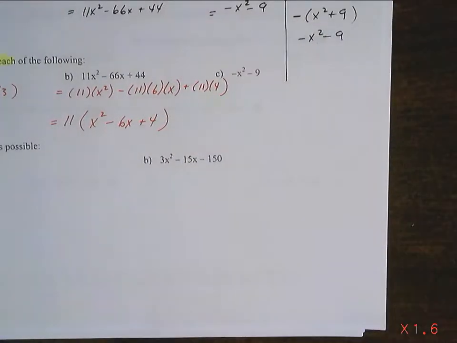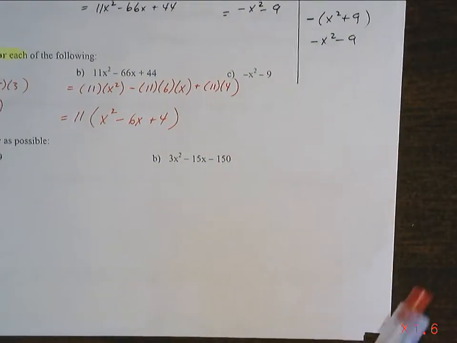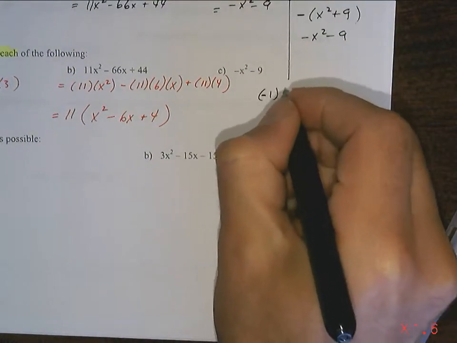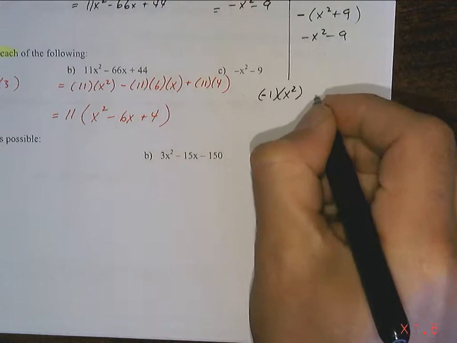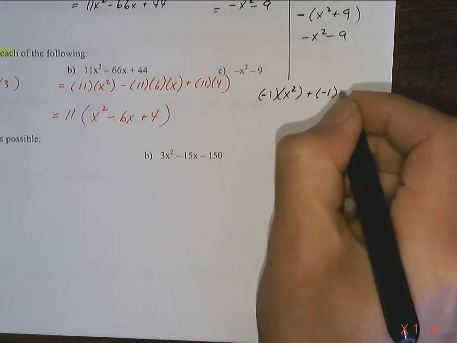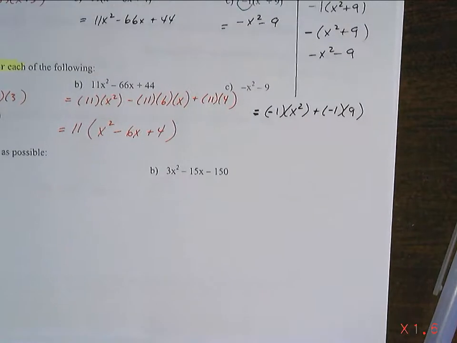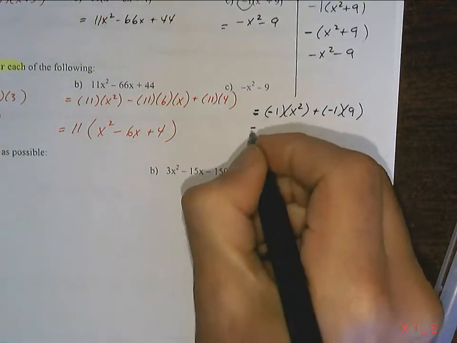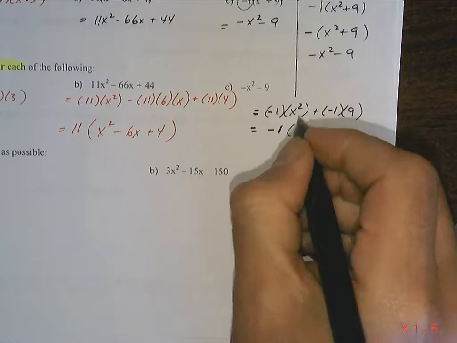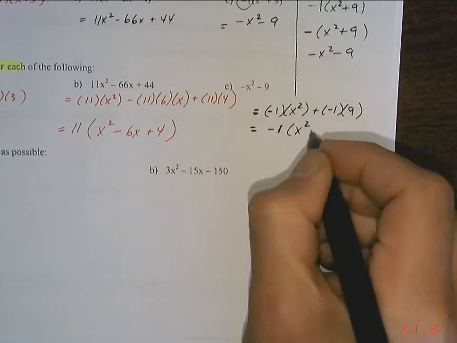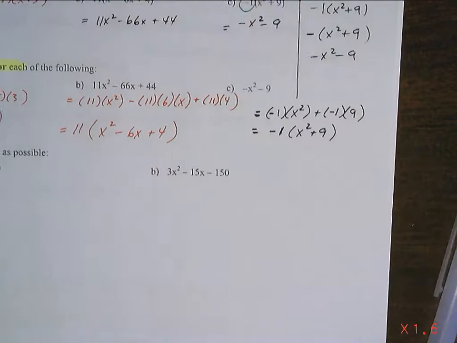X squared minus 9. Well, they both have a negative. So if I want to take a negative 1 out of both of them, let's rewrite it so that you see it. And again, I would never want you to rewrite it like that, but I want you to see what's happening. I'm going to take the negative 1 on the outside, and it's going to leave me with x squared divided by negative 1, negative 9 divided by negative 1. And that's how we common factor.